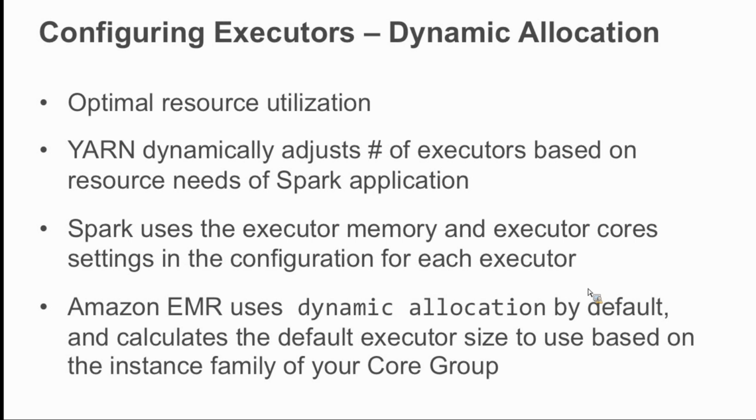One improvement is the use of dynamic allocation. This provides for optimal resource utilization on Spark, which has in the past been a little challenging. The way this works, Yarn dynamically adjusts the number of executors based on what the Spark application needs. It uses the details about the executor memory and the executor core settings in the configuration of each executor, and dynamic allocation is on by default, so this capability is there when you launch EMR, and it's calculating things based on the inferred details of the EC2 types that you select for your cluster.